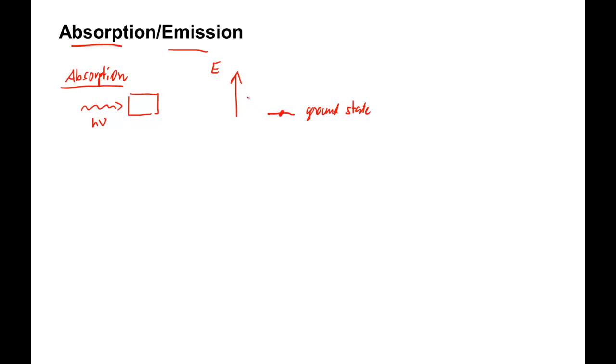A photon is absorbed and causes the transition of the material from the ground state to a state of higher energy, an excited state.